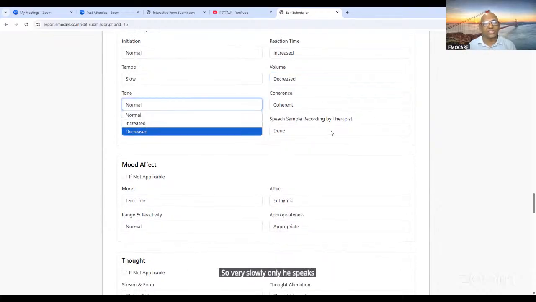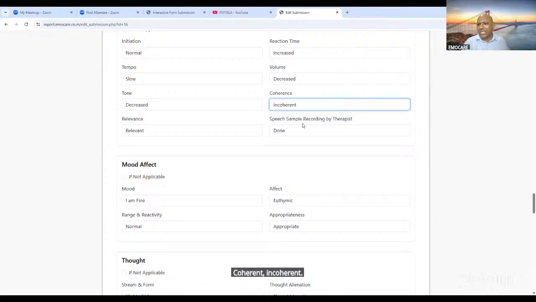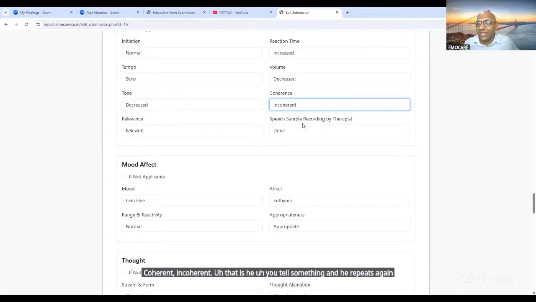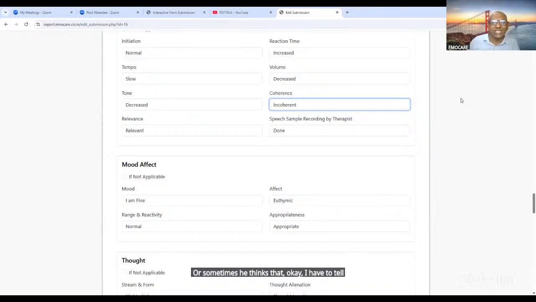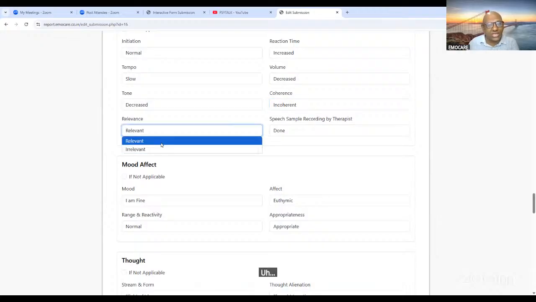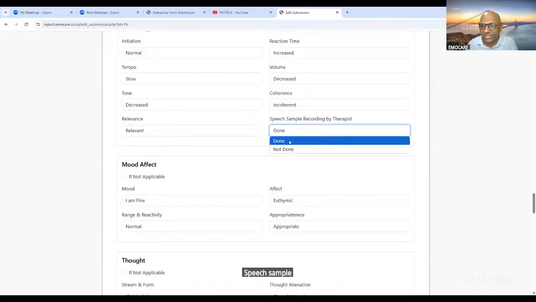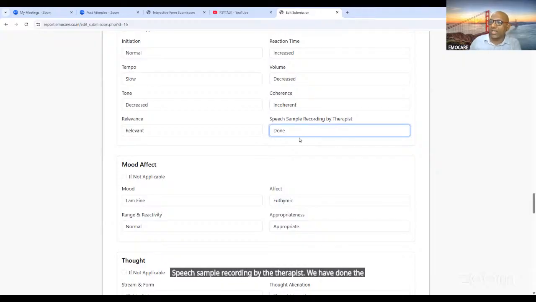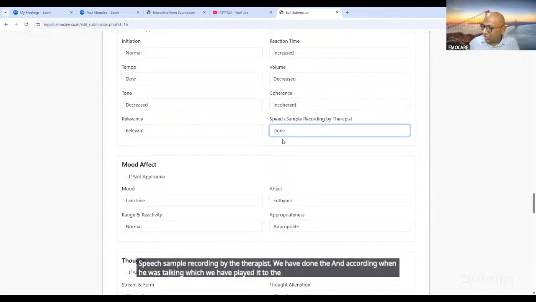Tone decreased. Coherent, incoherent. That is, he tells something and he repeats again, thinking that he has not told. Or sometimes he thinks, okay, I have to tell one more time. So that is incoherent. Most of the things he talks are relevant. Speech sample recording by the therapist. Done. We have done the recording when he was talking, which we have played to him to show that he is having this kind of aspect.